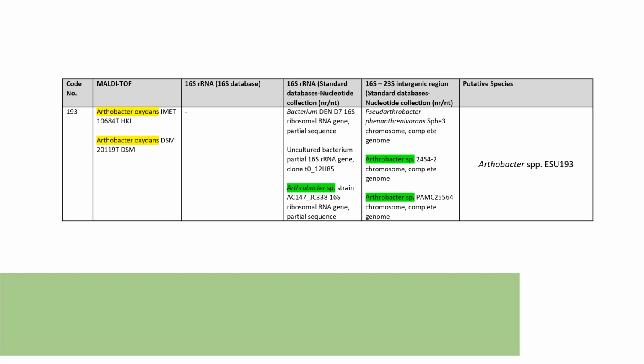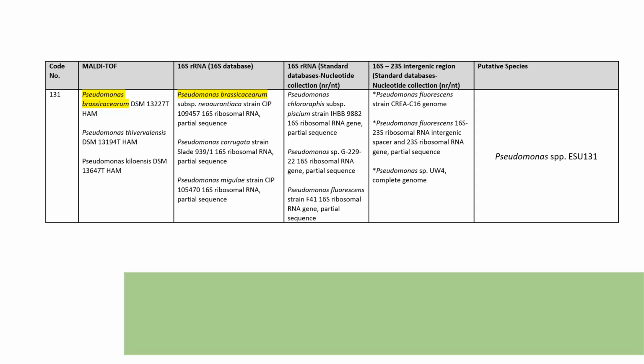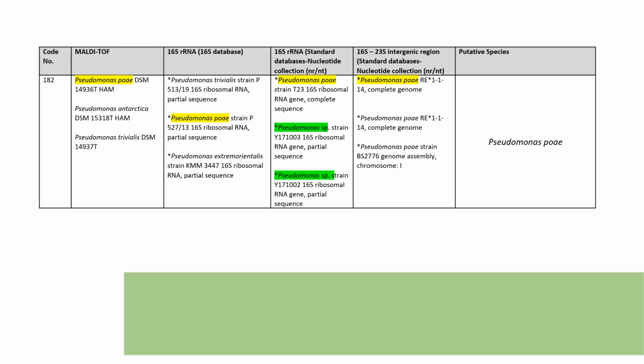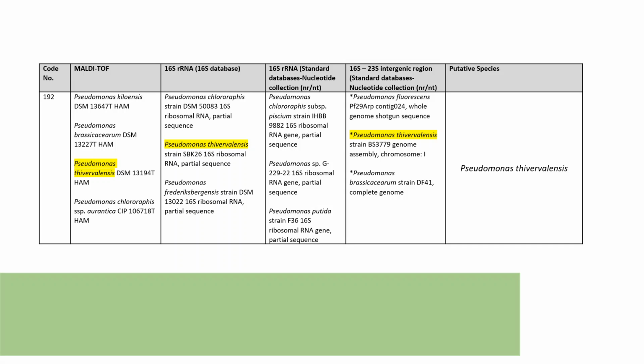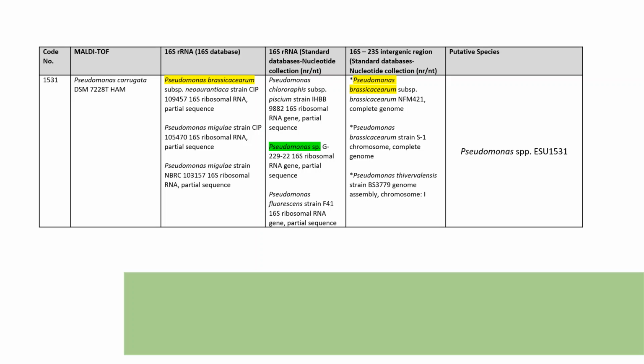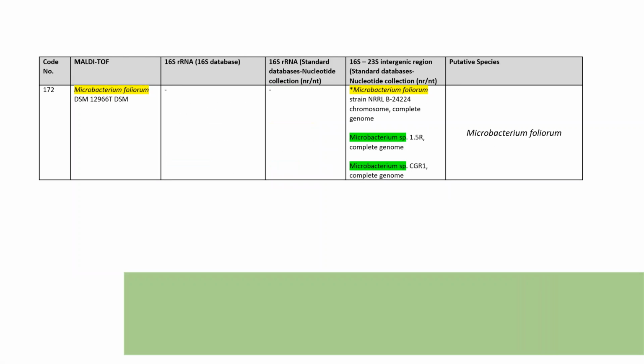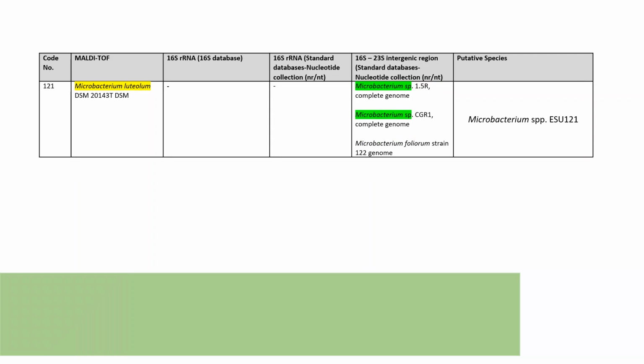Second genus name is Arthrobacter again. And our third putative bacteria is Pseudomonas. Fourth identification result is Pseudomonas. Fifth result shows that its species name is Pseudomonas poae. Next is Pseudomonas fievalensis. After that, again a Pseudomonas species. And after that, the next one is Bacillus subtilis. Next one is Microbacterium foliorum. And the final identified genus is Microbacterium.